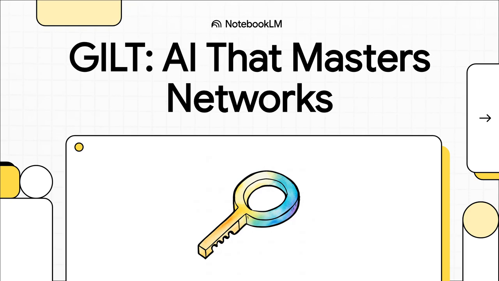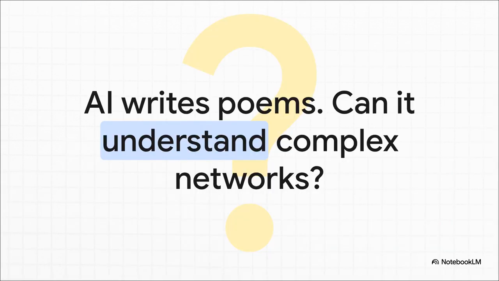All right, let's talk about an AI that's doing something completely different. It's called GILT. And believe me, it's not just another chatbot. This thing is set to totally change how AI sees the world, specifically how it understands the connections between, well, everything. So you've seen AI write poems, you've seen it paint incredible pictures. That's amazing, right? But what about understanding something like this?